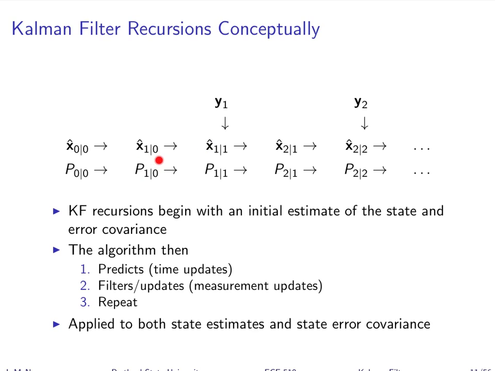We have to make a prediction of our state estimate. We need to be able to update our covariance matrix. Then we need to take into account that measurement and get our filtered estimate. And we have to update our predicted state error covariance into the filtered state error covariance. So there's 4 things we essentially need to do.